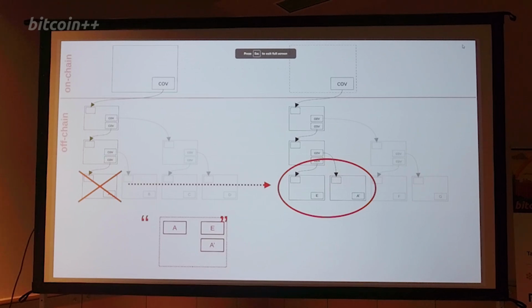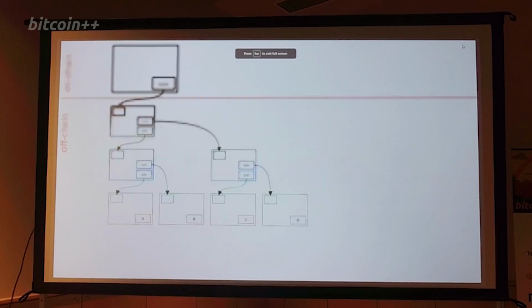You spend certain inputs, you create certain outputs. And because they're also just normal outputs, we'll see that there's an asterisk, but you can do all kinds of things on them, like DLCs and then channels and all that, as if they were normal UTXOs. So how can we do this?